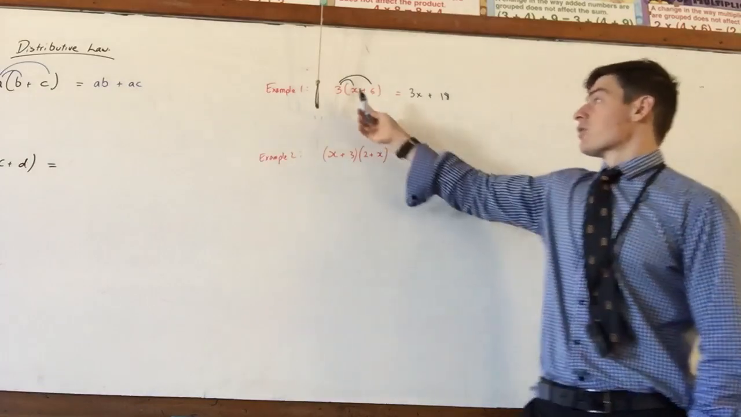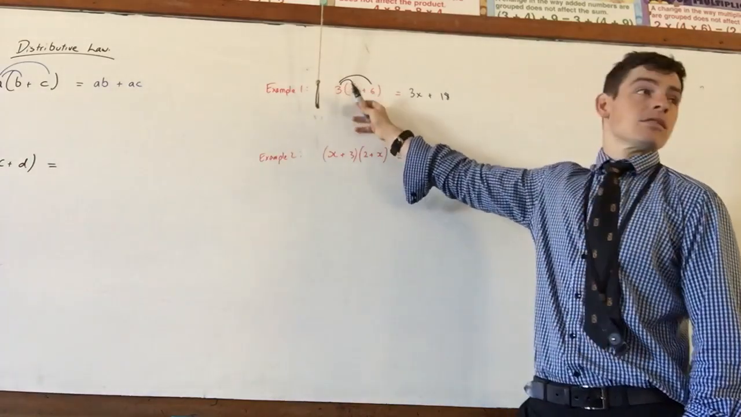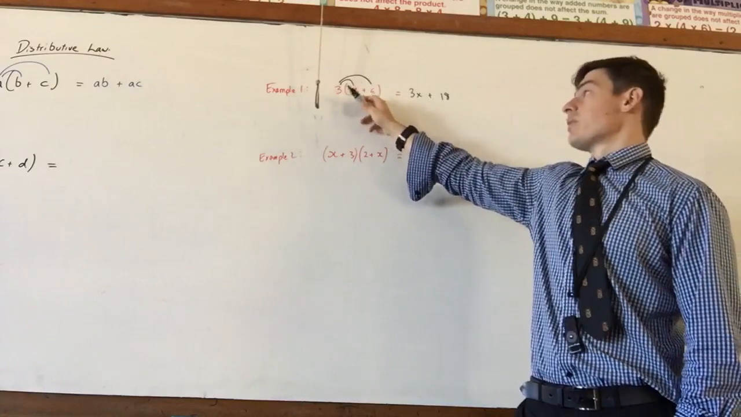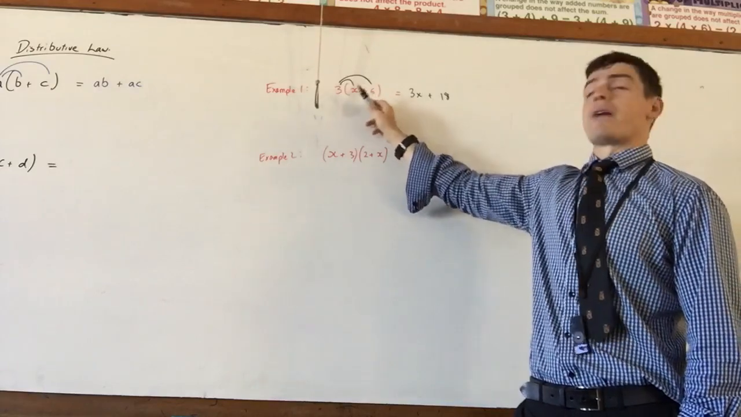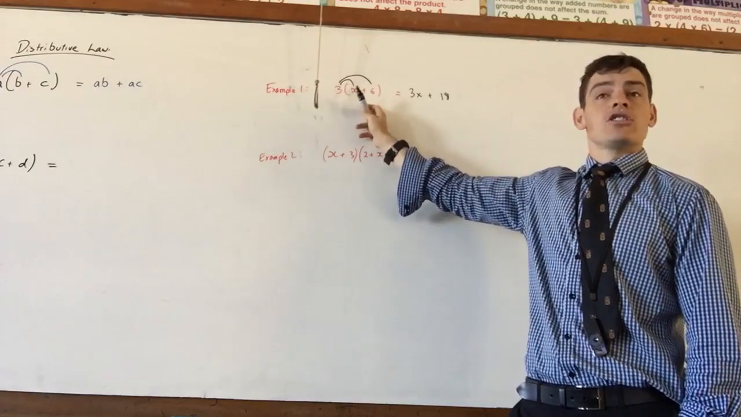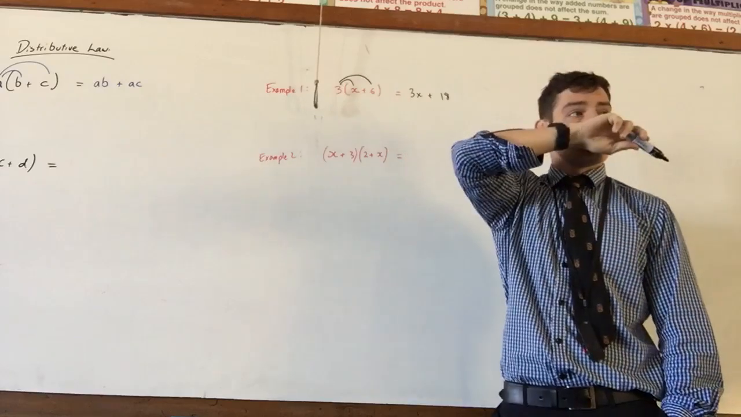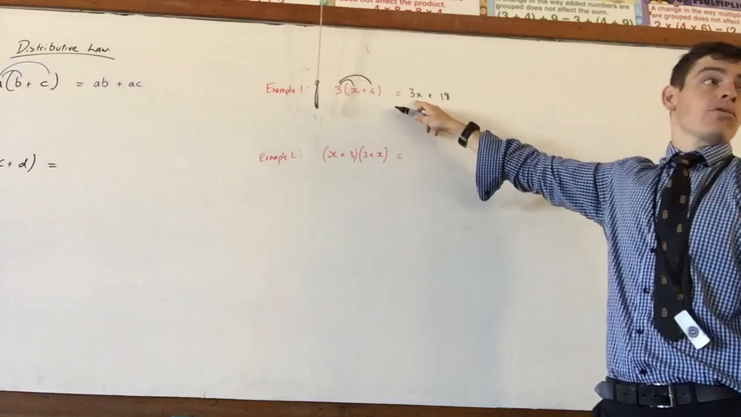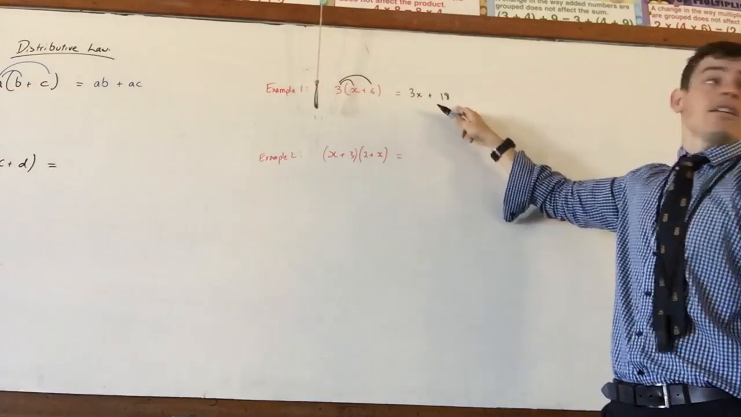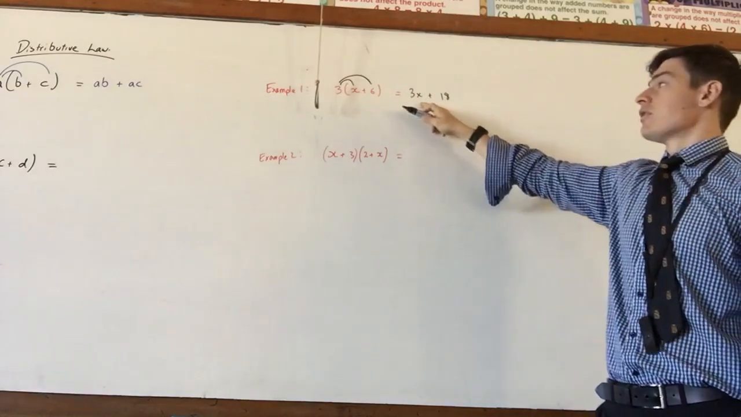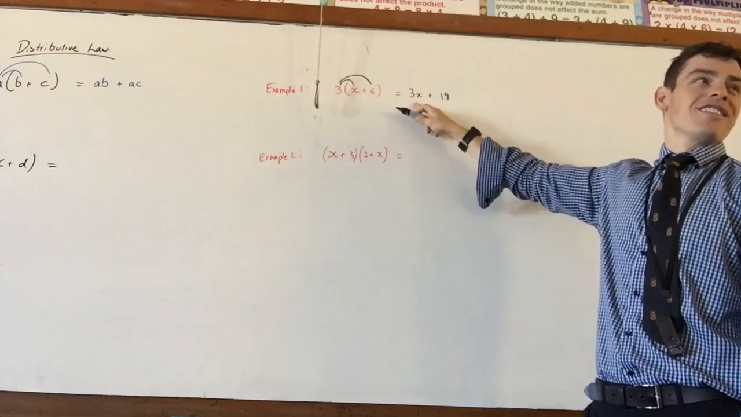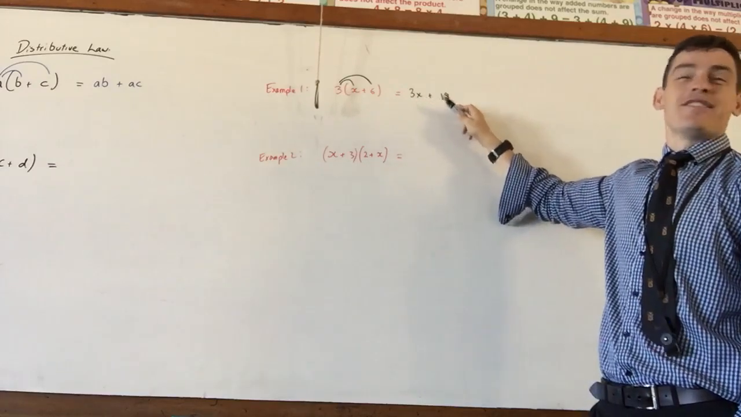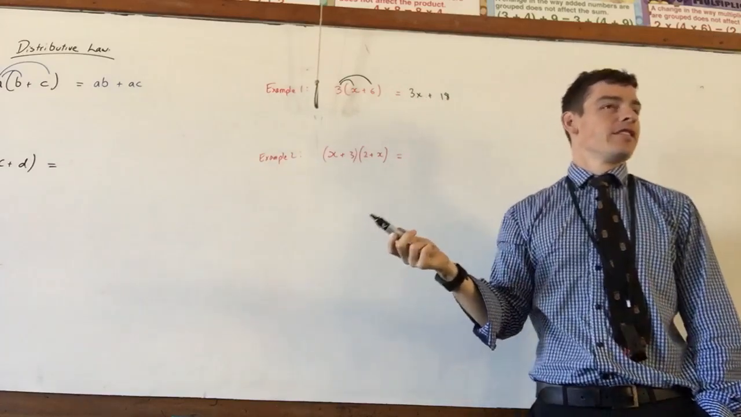Dylan, what was your number? 1? 3 times, what's 1 plus 6? We know the brackets, we do that first, correct? So 3 times 7 is? 21. Okay, good. 3 times 1 plus 18? 3 times 1 is what? 3. Plus 18? 21. Very good. So does the law work? Yeah. Very good.